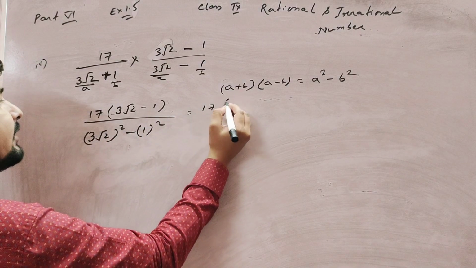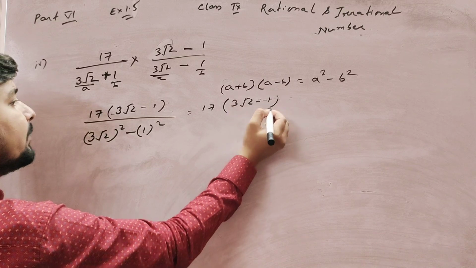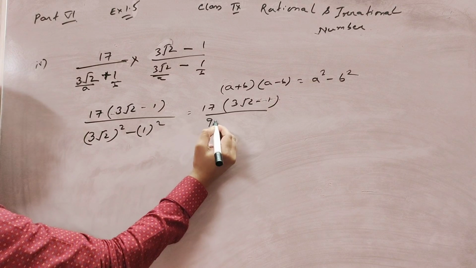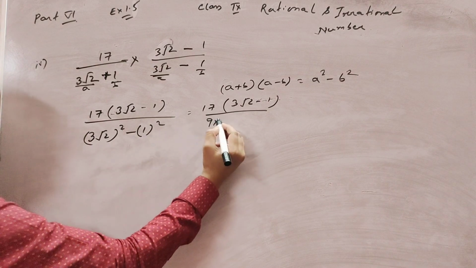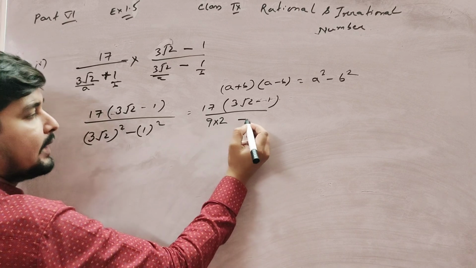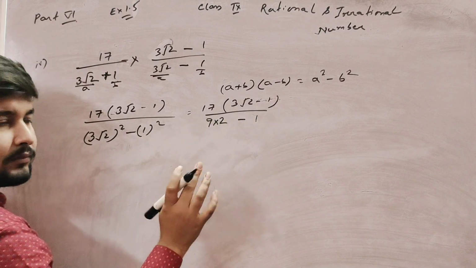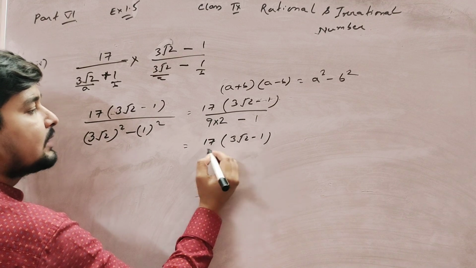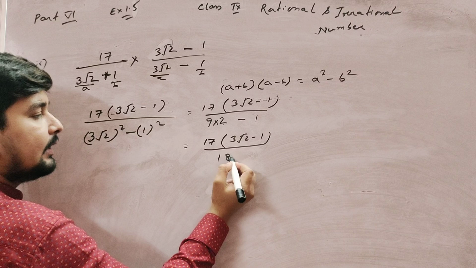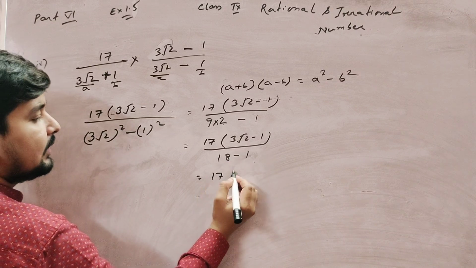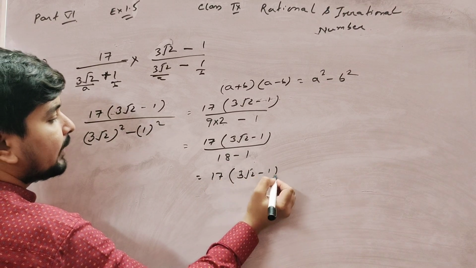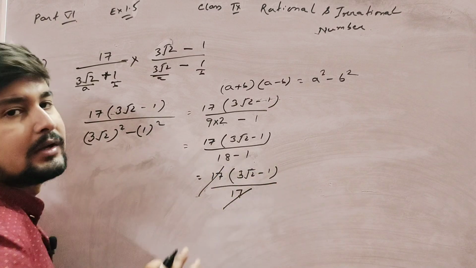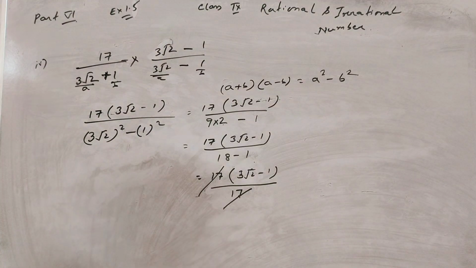Clear? So 17 over 3 root 2 minus 1, 3 root 2 square. Square of 3 is 9 into root 2 square is 2. Clear? Minus 1 square is 1. Clear? So 17 over 3 root 2 minus 1, 9 2s are 18 minus 1. So 17 over 3 root 2 minus 1, 18 minus 1, 17. So 17, cut it down, 3 root 2 minus 1. Okay, so this is your answer.